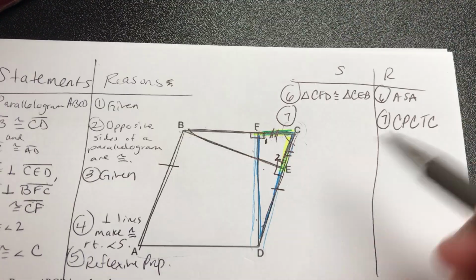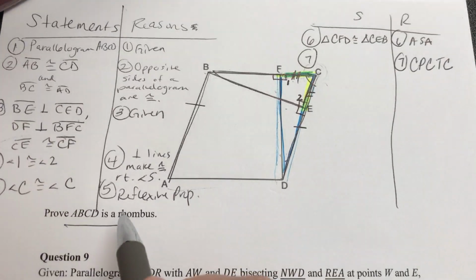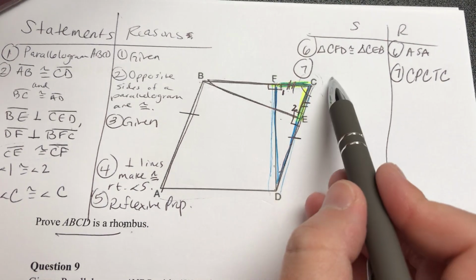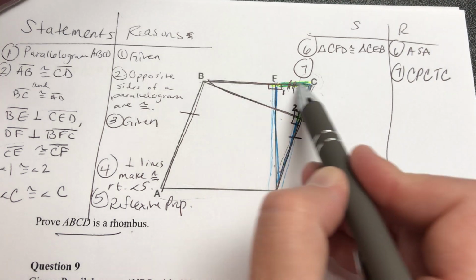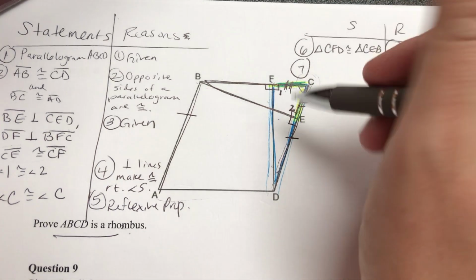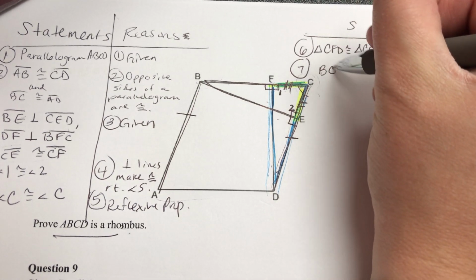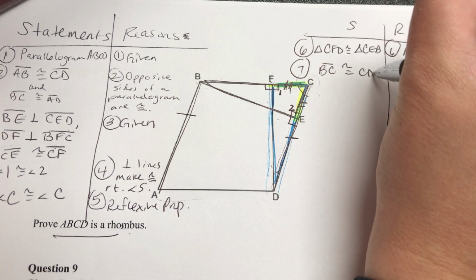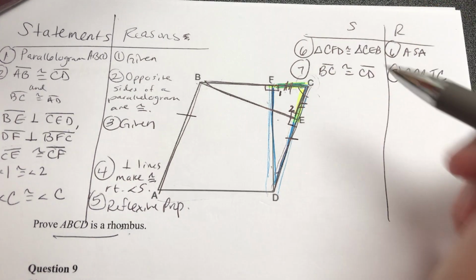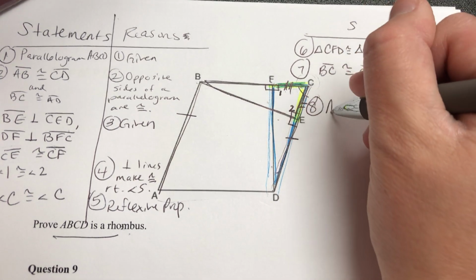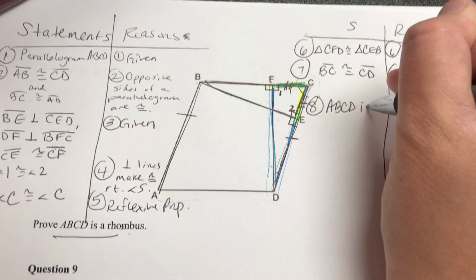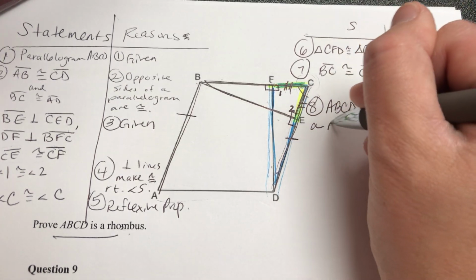Now I have to be strategic. I'm trying to prove that it's a rhombus, so I'm trying to prove that all the sides are equal. Well, I just kind of showed what I need. I need BC and CD congruent. Those are the two corresponding parts of those triangles that I need, because those are the sides of the rhombus. Okay, so now I can say that ABCD is a rhombus.